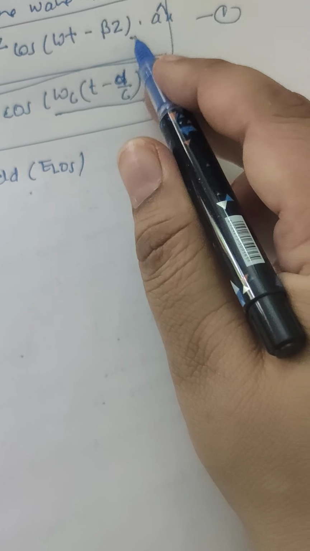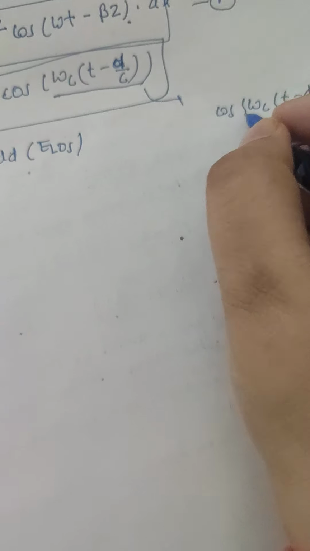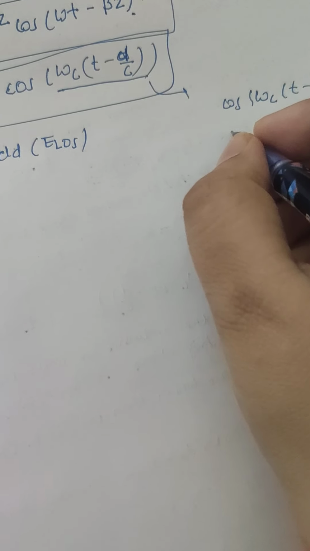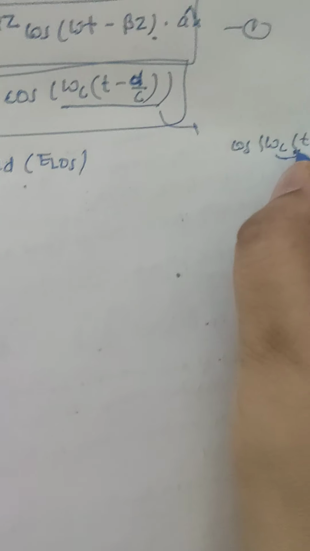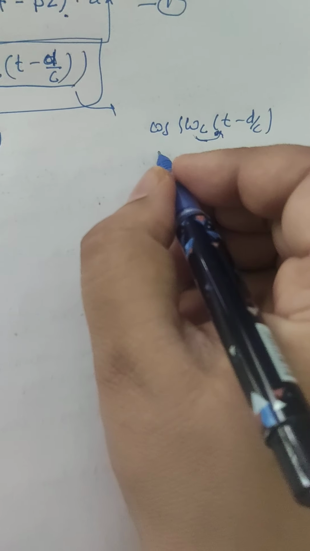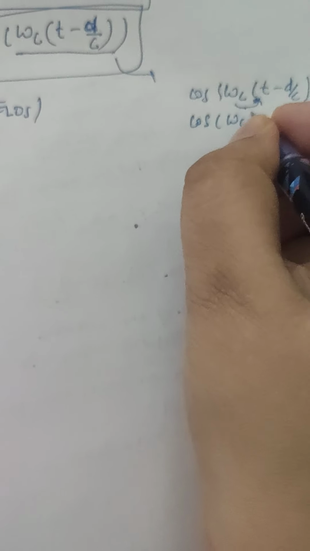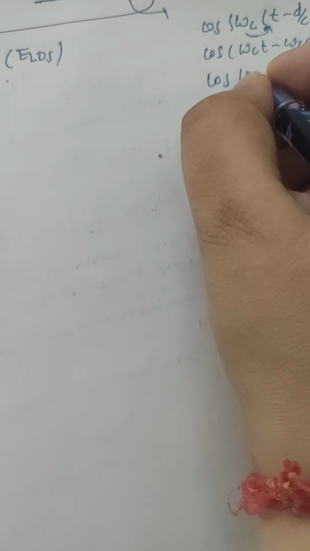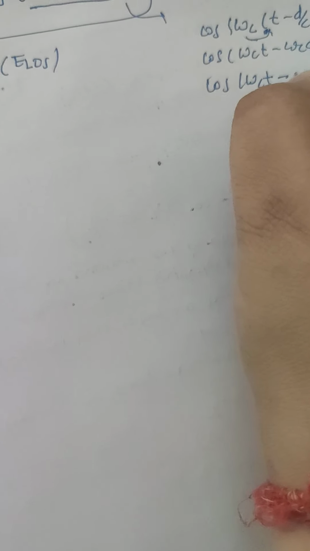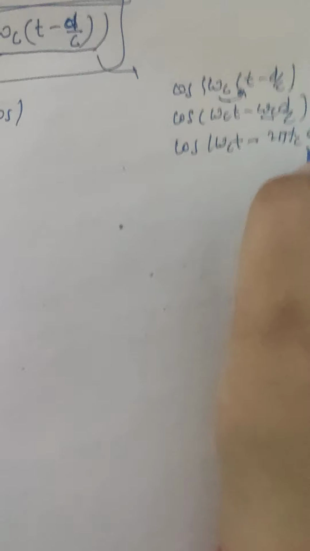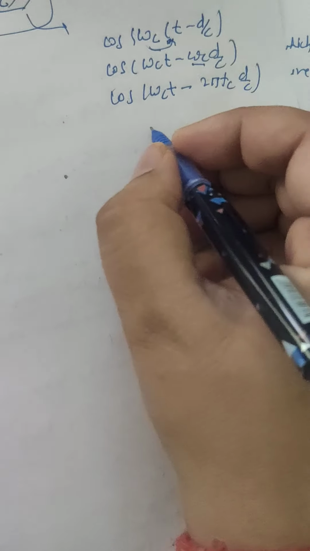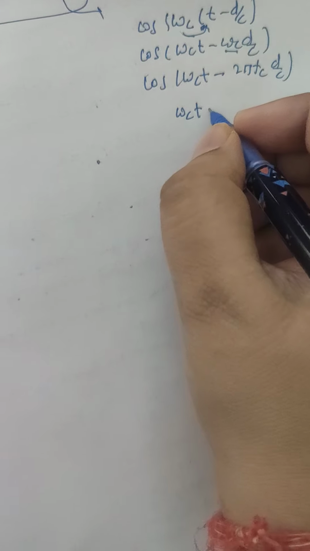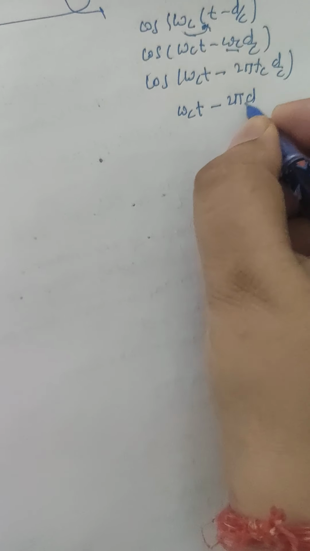We have taken this term inside the bracket, and now it becomes omega c d by c. Now take the cos term omega c t minus, and open this like 2 pi f c d by c. Again we write omega c t minus 2 pi d by lambda.